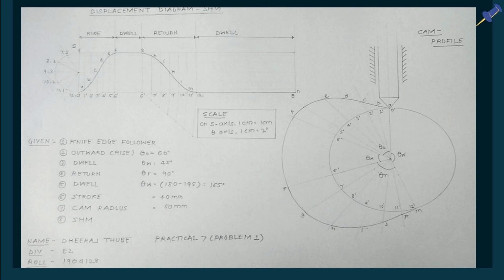Extend all these divided lines, then measure the distance from the base circle, from 0 to 1, 1 to A, 2 to B, 3 to C, and transfer that distance on the division of the outstroke. Similarly, follow the same procedure for the return stroke. Take the distance 6 to G, 7 to H, 8 to I, and transfer it on the division of the return stroke angle, and at last draw a smooth curve through all those points. And here we complete our cam profile for the knife edge follower for this question.